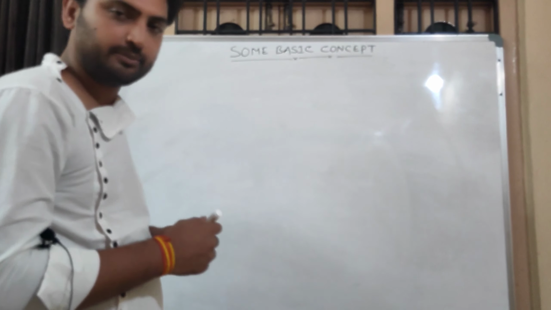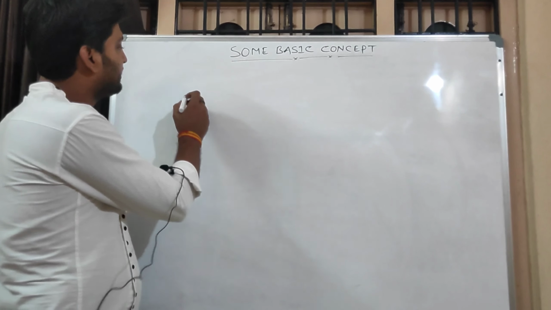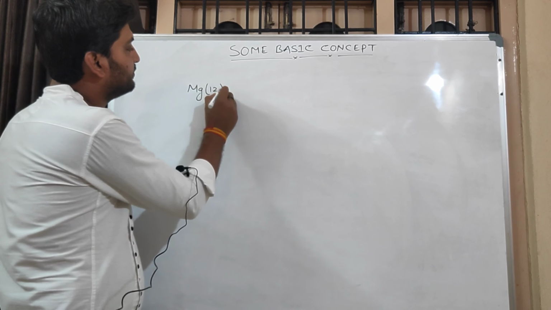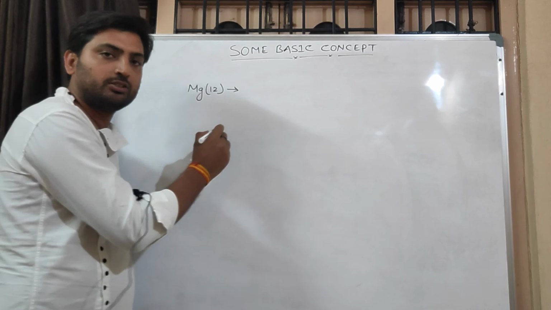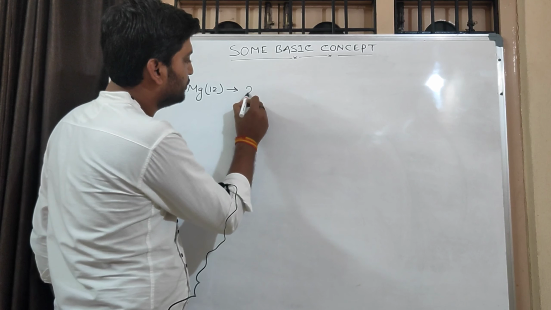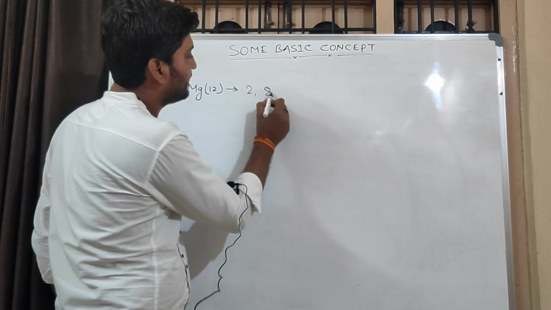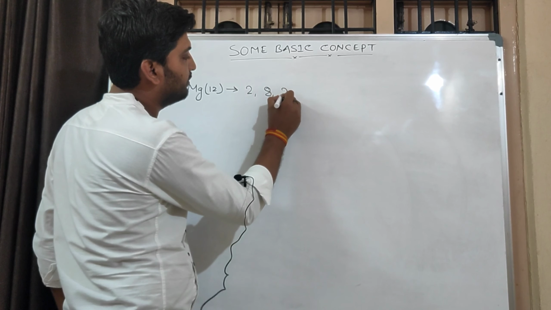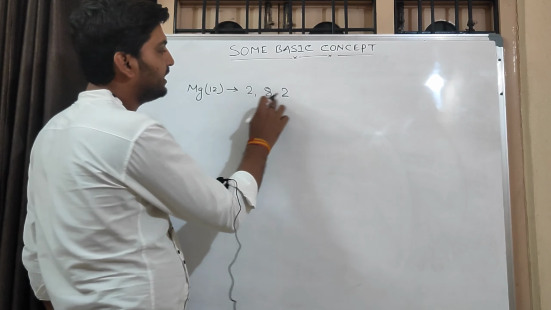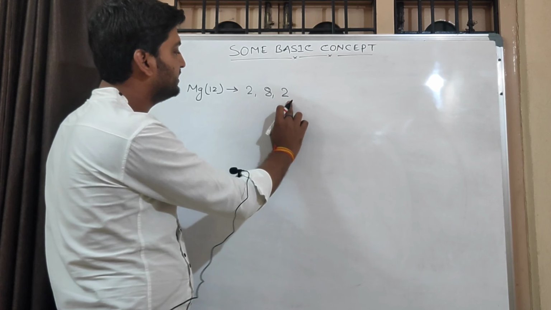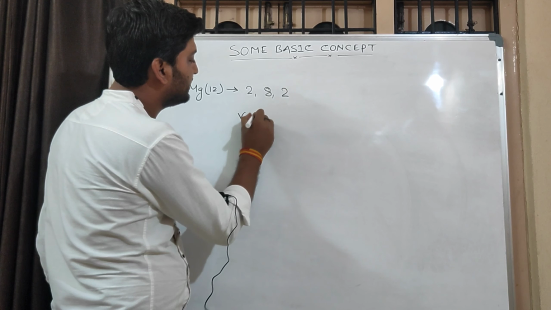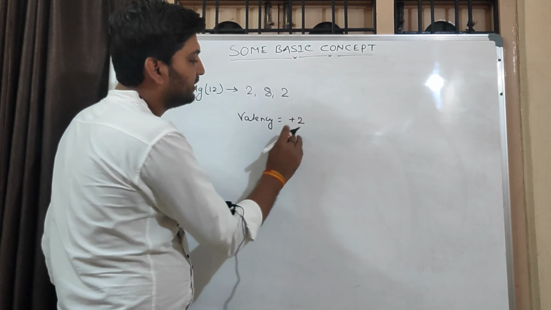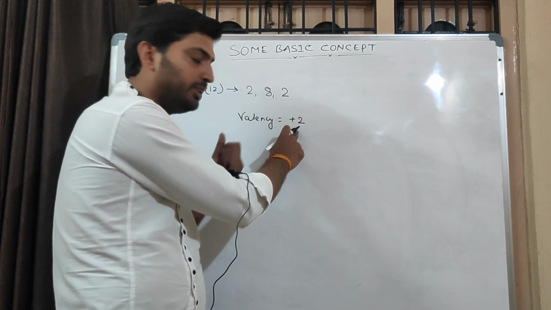Now let's start. Another example. We will take the example of magnesium, atomic number 12. Now what will be its electronic configuration? 2, 8, 8 plus 2 is 10, 10 plus 2 is 12. Okay, this is the electronic configuration of magnesium. So what will be its valency? Valency will be +2. Now let's see how the valency is +2.